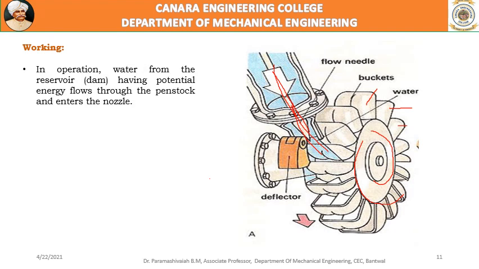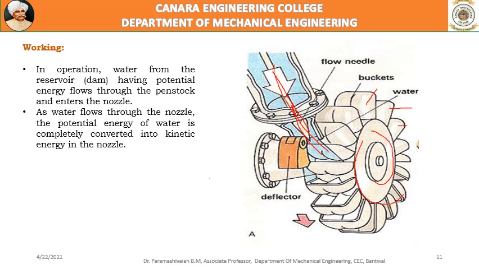Okay. Now, in operation, water from the reservoir or the dam, having potential energy, flows through the penstock. Penstock is nothing but the pipeline which carries the water from the reservoir to the turbine, means the powerhouse. Okay. Then as water flows through the nozzle, the potential energy is converted into kinetic energy at the nozzle.